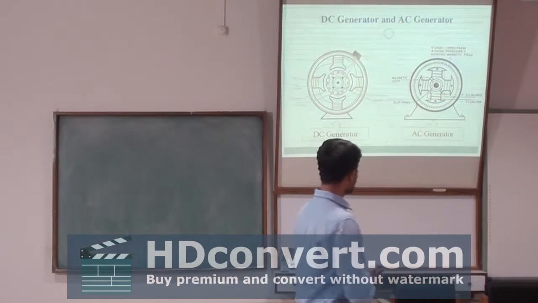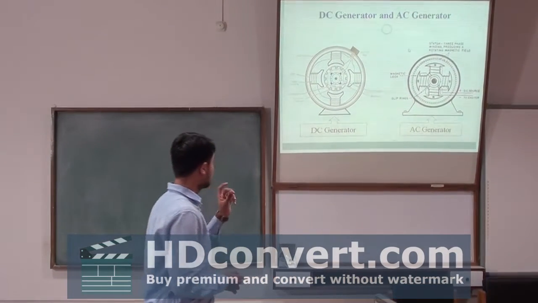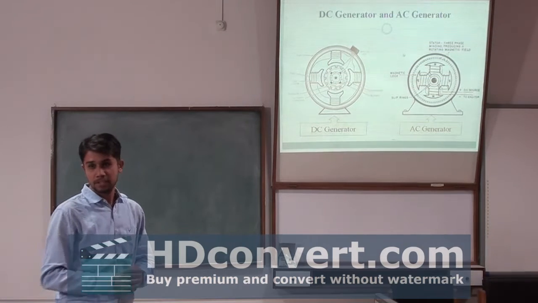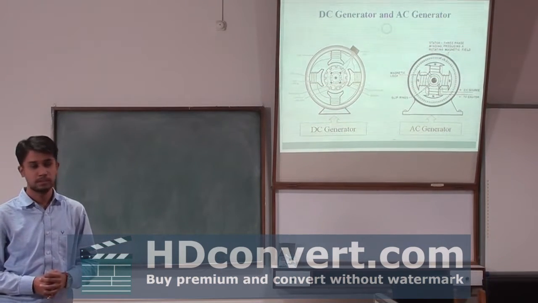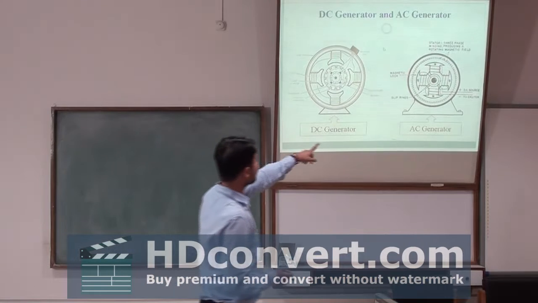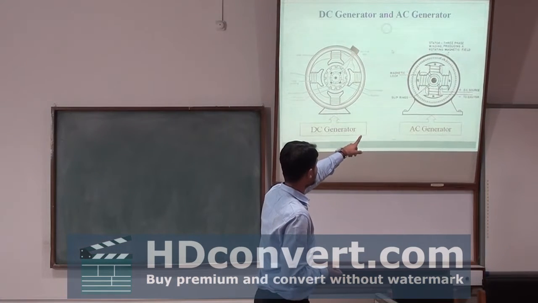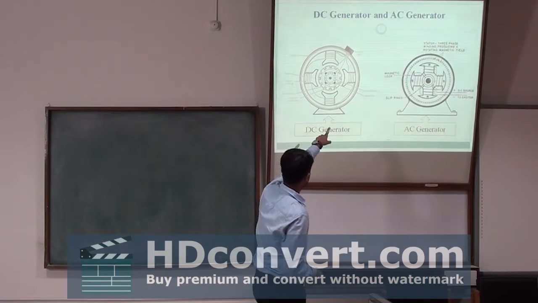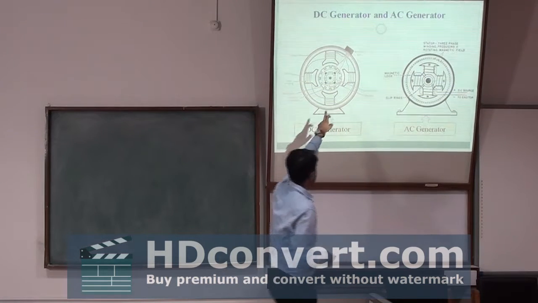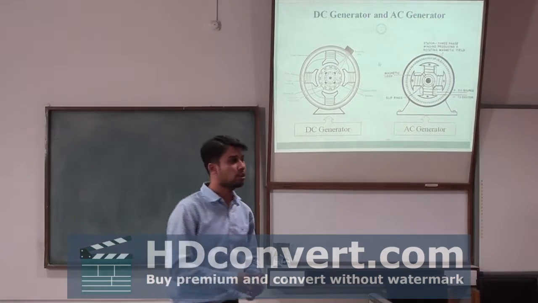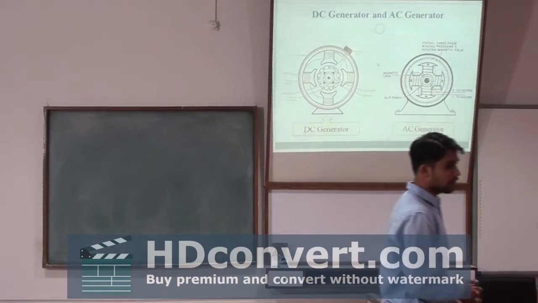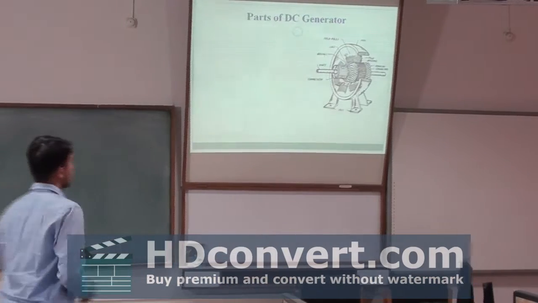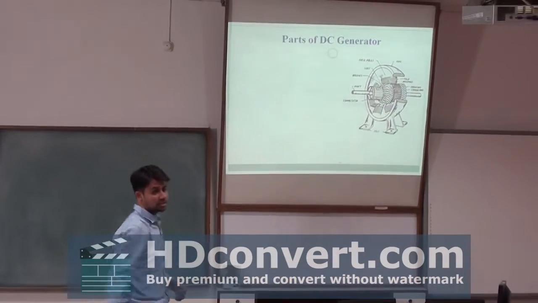But can you differentiate a design in which AC and DC differ? Yes, someone. Okay, see, in the case of AC, we do not have a commutator segment. But in the case of DC, we have a commutator segment. This commutator is actually a mechanical rectifier which converts the AC induced EMF into DC. Next please. So this is the basic figure of a DC generator.